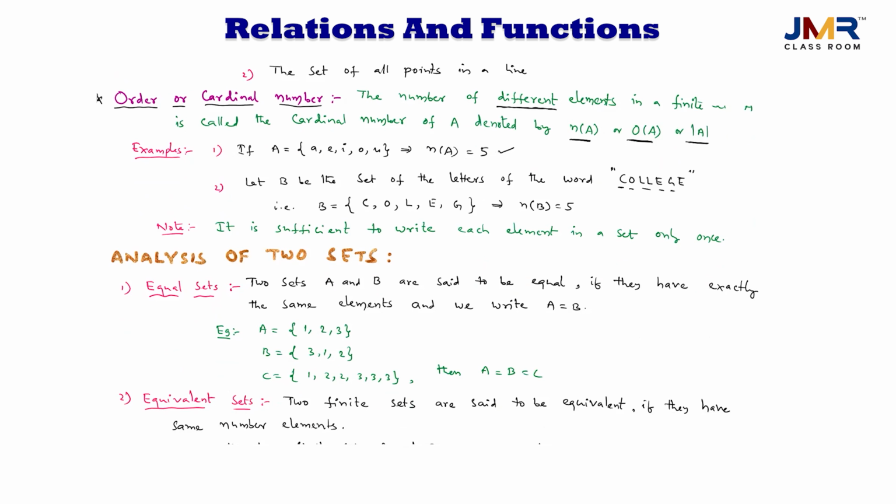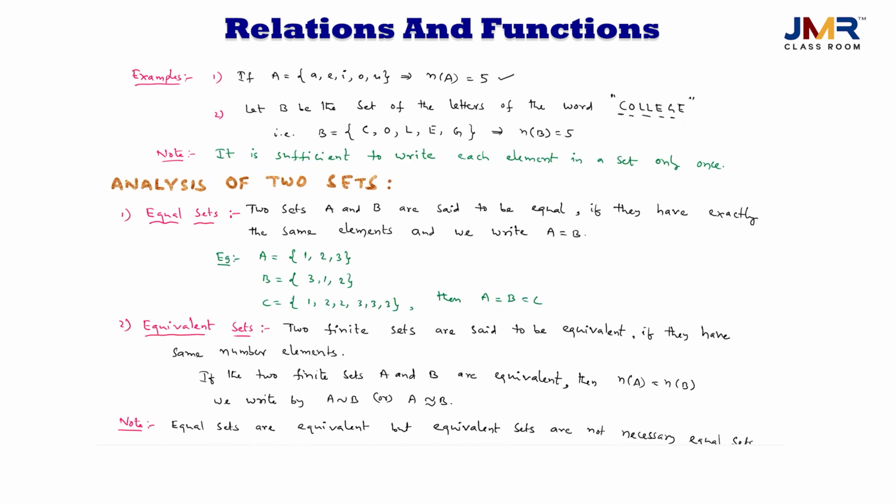Now come to one more concept, analysis of two sets. Here we discuss equal sets and equivalent sets. What are said to be equal sets? Two sets A and B are said to be equal if they have exactly the same elements. That is, A equals B.